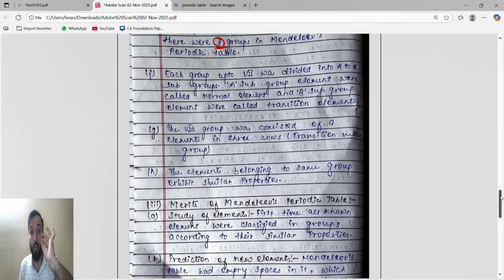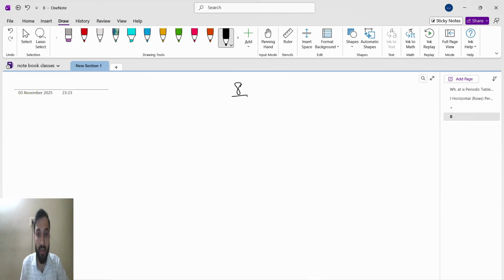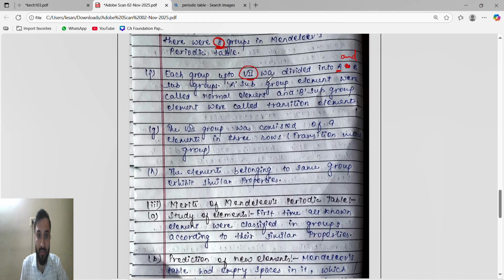So how to understand 8 groups? What he did: each group up to 7 was divided into A and B. Mendeleev discovered 8 groups. He said that till 7, each group is divided into A and B. A is the subgroup element.